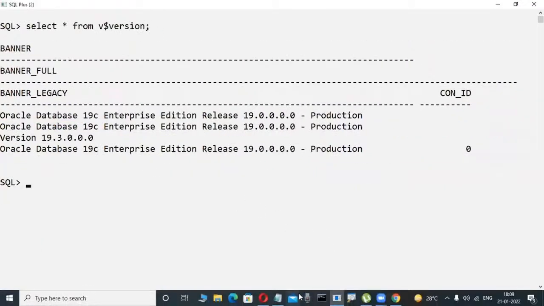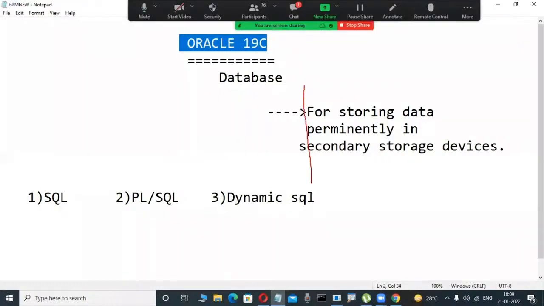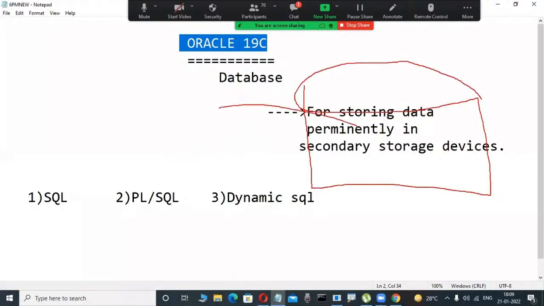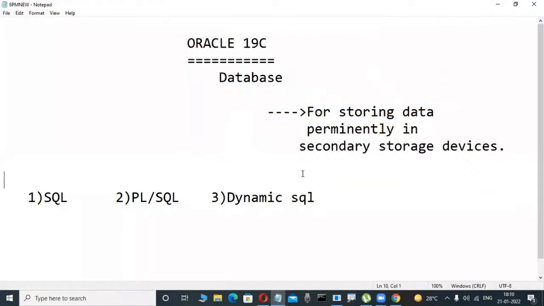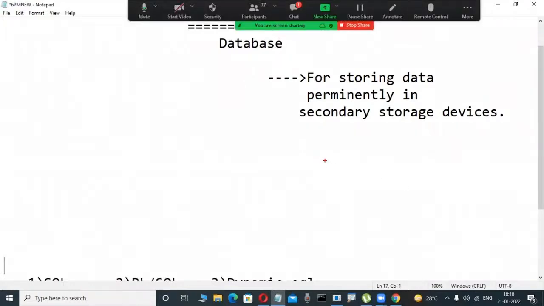What does this database mean? Once we install Oracle software, some place is automatically created on the disk. In this place, we permanently store data. But these types of databases are relational databases. From 1970 onwards, these database software have been available.